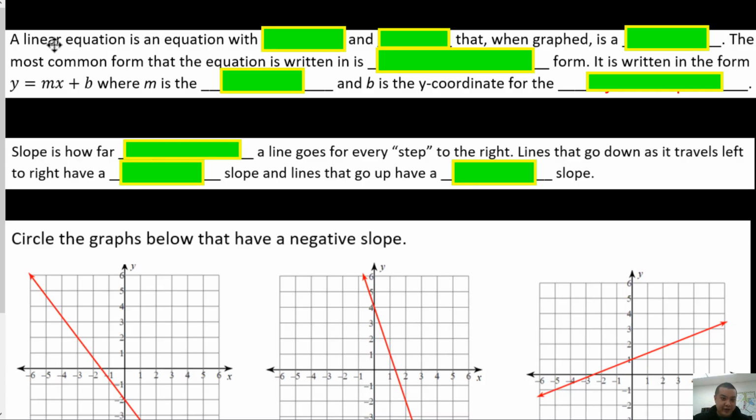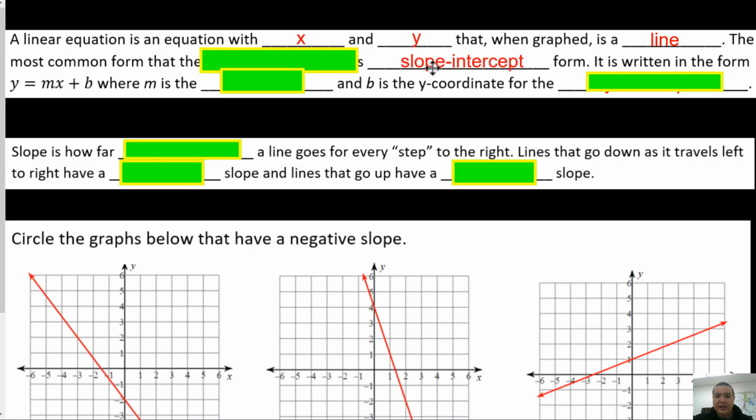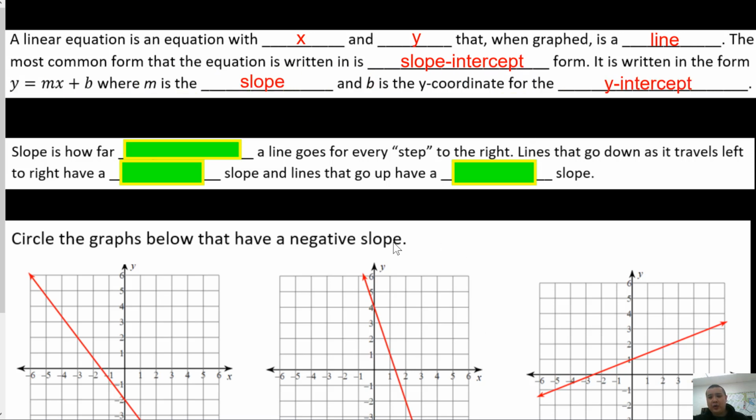A linear equation, notice how there's the word line right here, is an equation with x and y, so both variables have to be present, that when graphed is a line. The most common form of the equation is written in slope-intercept form. It is written in the form of y equals mx plus b, where m is the slope and b is the y-coordinate for the y-intercept.